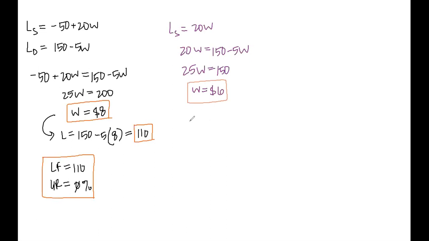So if wages don't adjust, that means that with this new labor supply equation, we have to factor in a wage of $8 instead of $6. So labor supply equals 20 times 8, which we see is 160. And then we also know already that our labor demand equation isn't changing, so the wage of $8 in this labor demand equation still gives us 110.